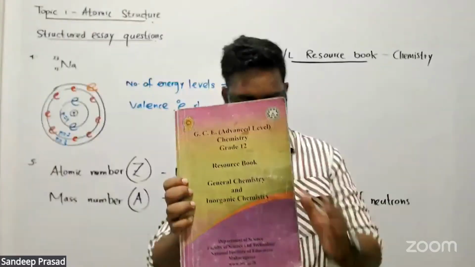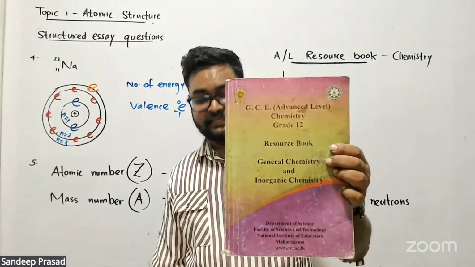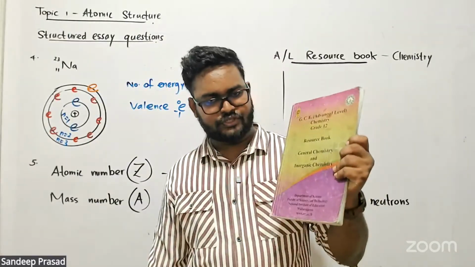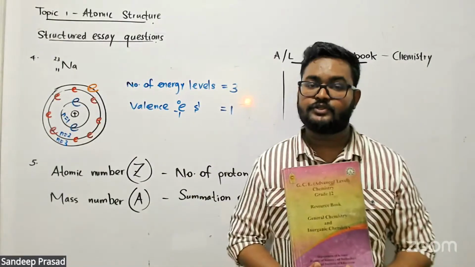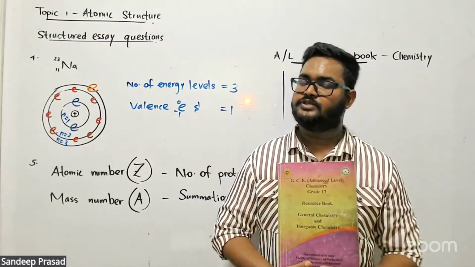www.nie.ac.lk. Right? You go to Google and type NIE, right? On their website, the PDF version of this book is available. You have to buy this resource book ASAP. What is ASAP? As soon as possible.